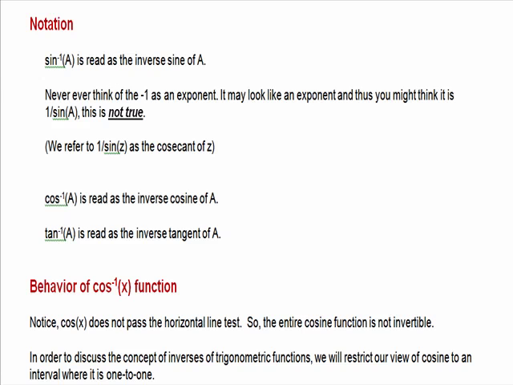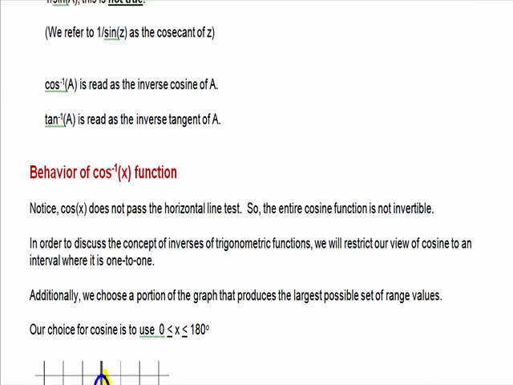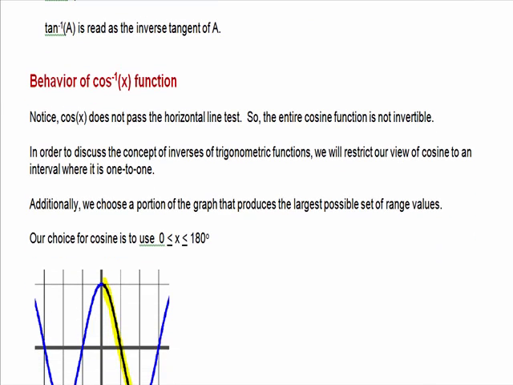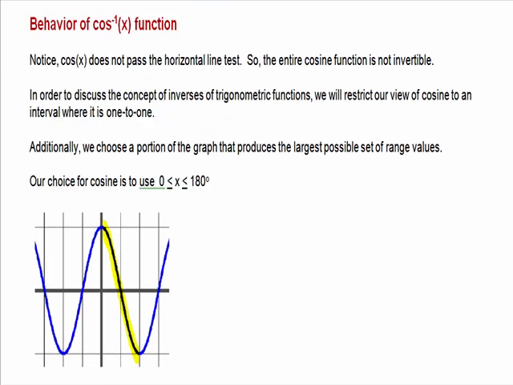So let's talk a little bit about the behavior of these functions. And let's start with the behavior of inverse cosine. Now, notice if I take a look at the graph of cosine, which I have on the screen right here, that cosine itself does not pass the horizontal line test. And from what we said earlier on in the course, that means that the entire cosine function is not invertible. So you might say, well, then how can I talk about inverse cosine? Well, in order to discuss the concept of the inverses of trig functions, we're actually going to make the game work for us.